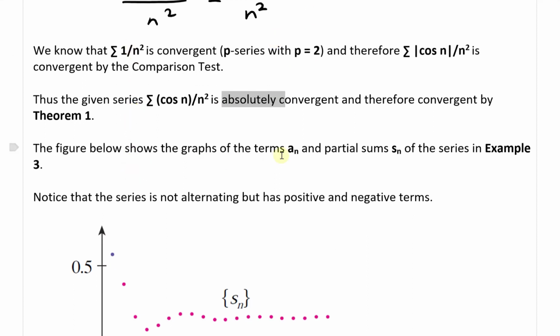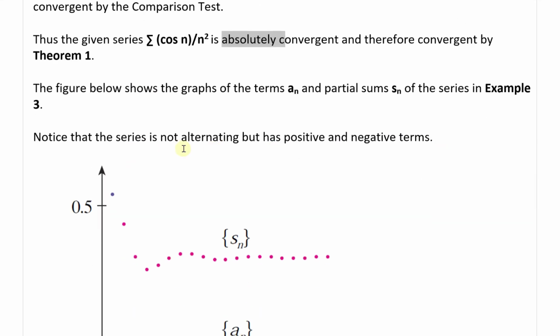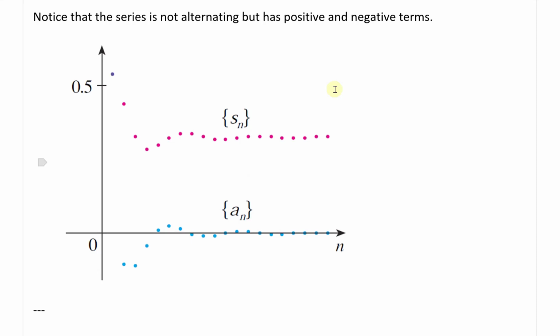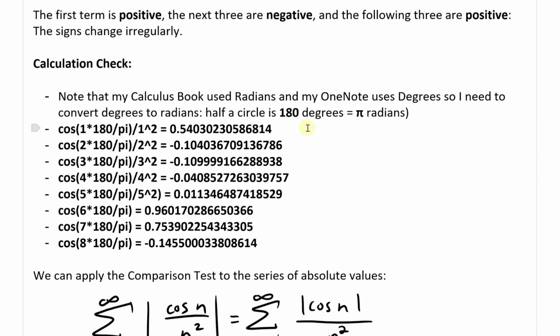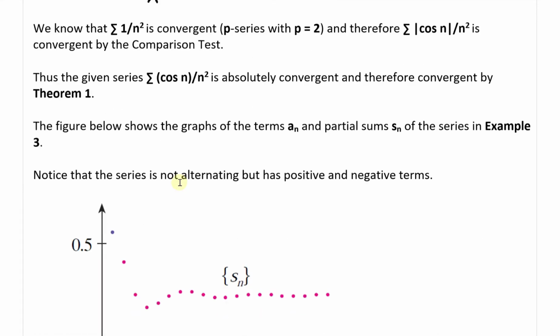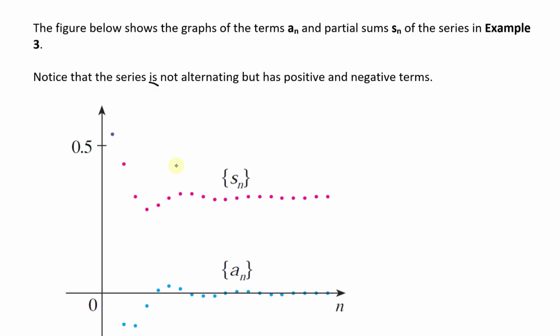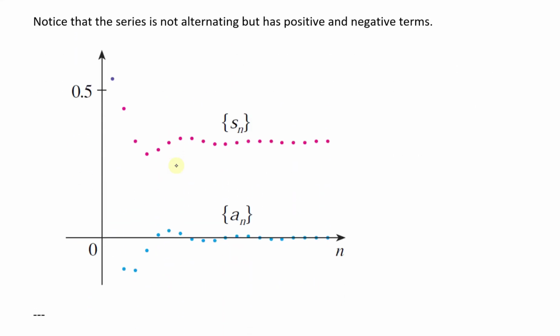Now the figure below shows the graphs of the terms a_n and partial sums S_n of the series in Example 3. Notice that the series is not alternating but has positive and negative terms. Remember in the calculation here, the first term is positive, cosine of 1 radian is about 0.54, and then we get 3 negatives. The a_n is in blue, and then at 3 it becomes negative like that.